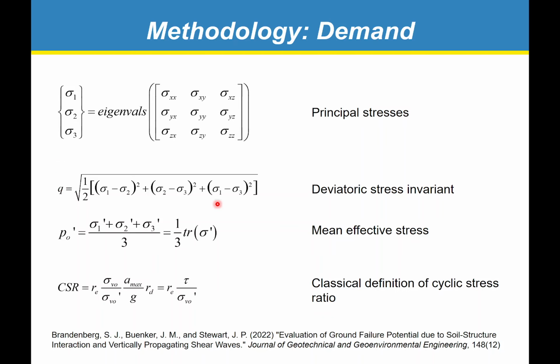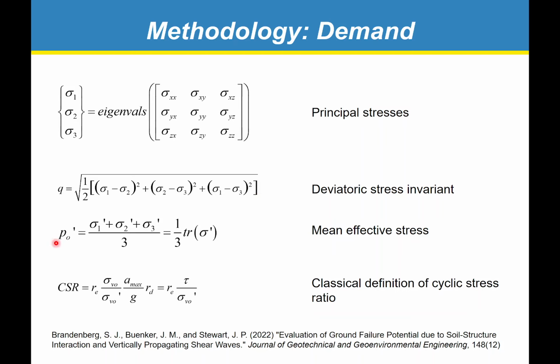So here's the deviatoric stress invariant, the square root of a half times the sum of the squares of the differences in principal stresses. So you have to compute these principal stresses first, then compute Q. For a triaxial compression stress path, this just comes out to be sigma 1 minus sigma 3. But for a more complicated stress path, it's hard to know what this is going to be ahead of time. You just have to compute it.